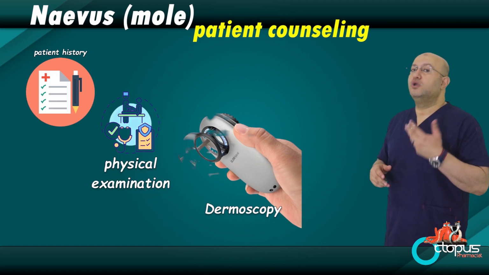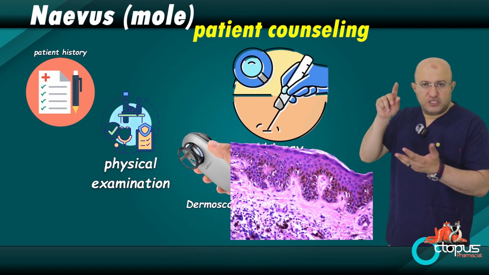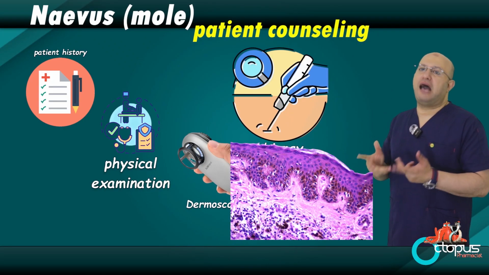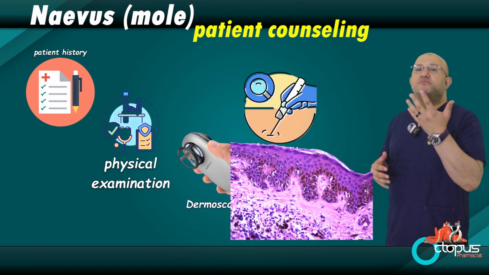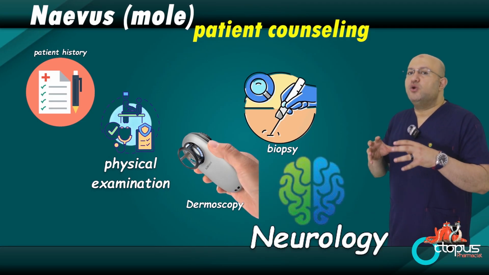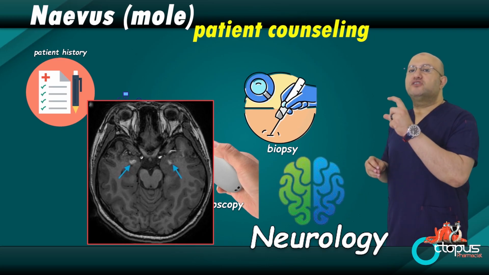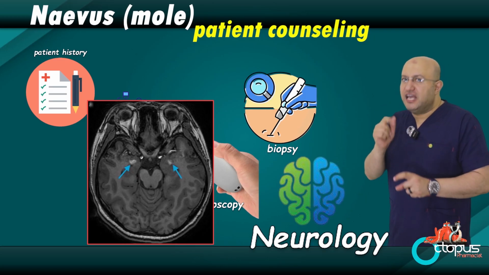The third thing is the possibility of further tests. If the doctor suspects a problem beyond a simple benign nevus, they may use a dermoscope to examine the lesion in detail. If the pattern still looks suspicious, the doctor will take a small sample of the lesion, a biopsy, and send it to the lab to study the cells under the microscope and reach an accurate diagnosis.